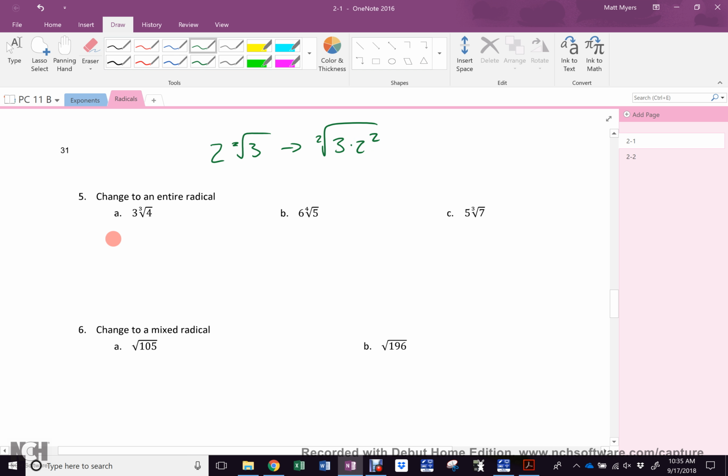Sure I can. Cube root, the 4 was already under there, and what's going to be here? 3 cubed. 3 cubed is 27, so that is the third root of 4 times 27, so it is the third root of 108. Everybody cool? What's going to happen in B?